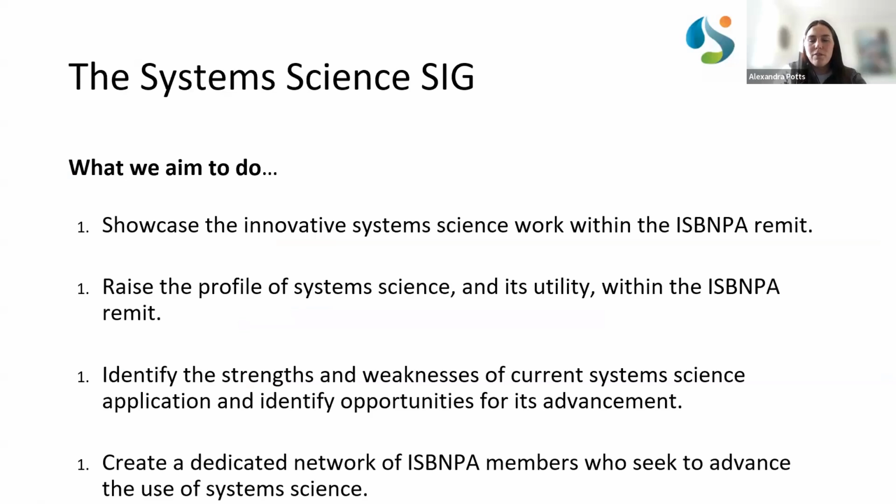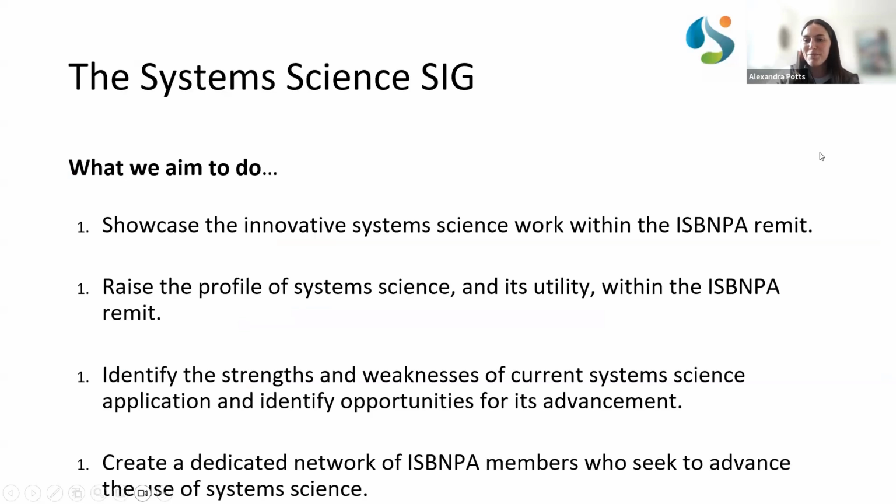So the broad aims of the Systems Science SIG are to showcase the innovative systems science work within the ISBNPA remit, to raise the profile of systems science and its utility within the ISBNPA remit, to identify the strengths and weaknesses of current systems science application and identify opportunities for its advancement, and to create a dedicated network of ISBNPA members who seek to advance the use of systems science.